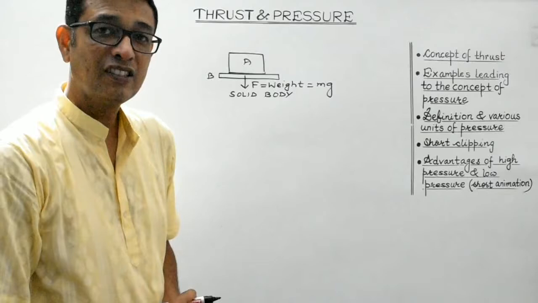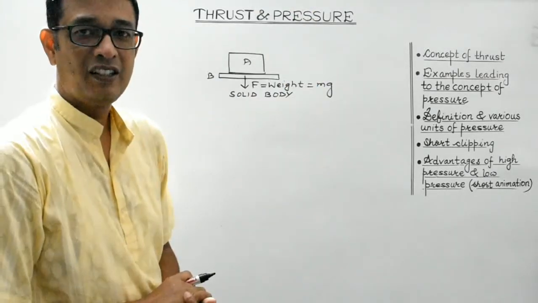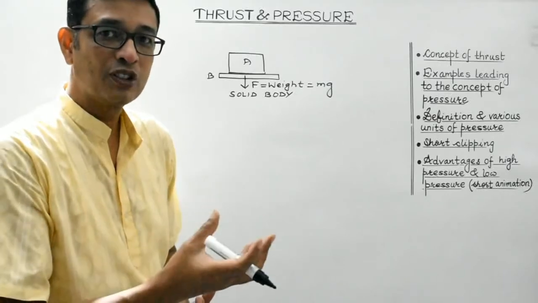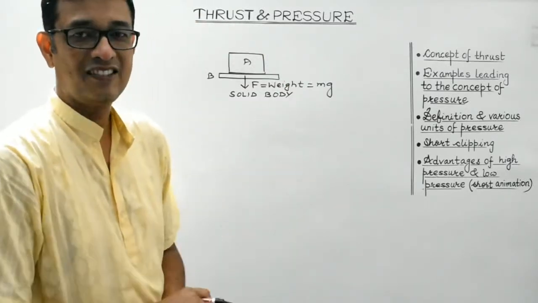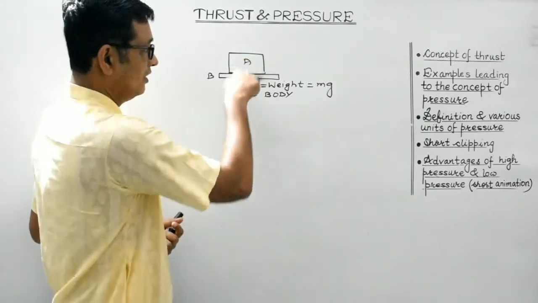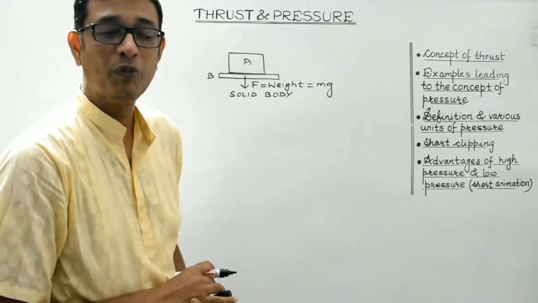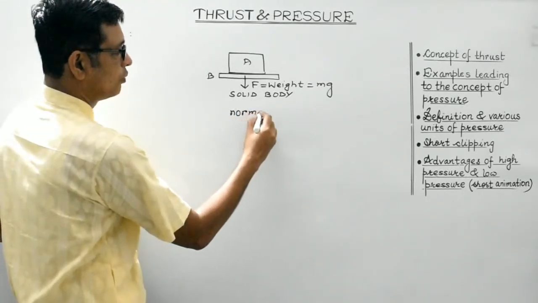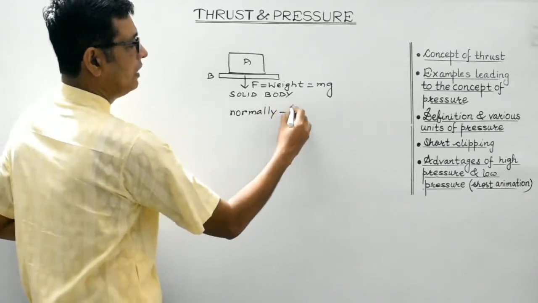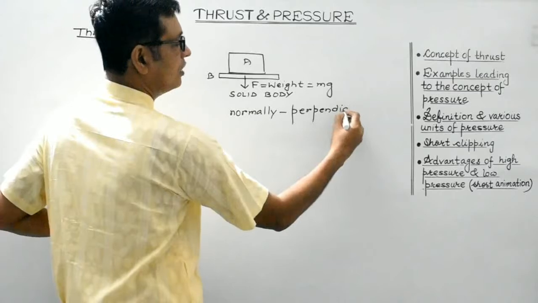So what I stated is, a body when placed on any surface, it exerts a force on the surface with which it is in contact, right? And this force is exerted by body A on body B normally. Normally means perpendicularly. Normally. It means that in the perpendicular direction, that is perpendicularly.